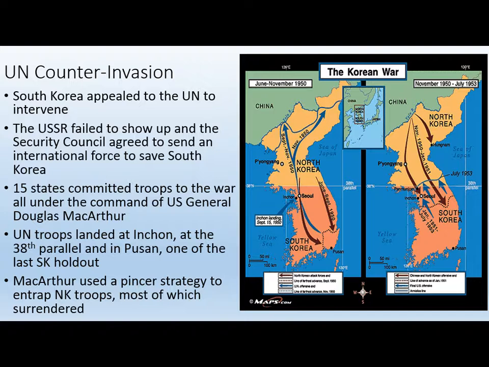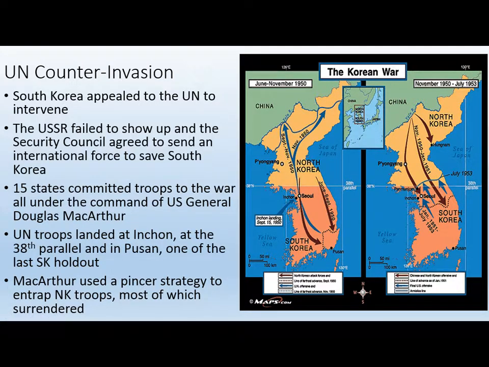15 different countries commit troops to the war. All are under the command of U.S. General Douglas MacArthur. Now, if we look over here on the right, we can see the battle strategy the United States of America undertook to save South Korea.